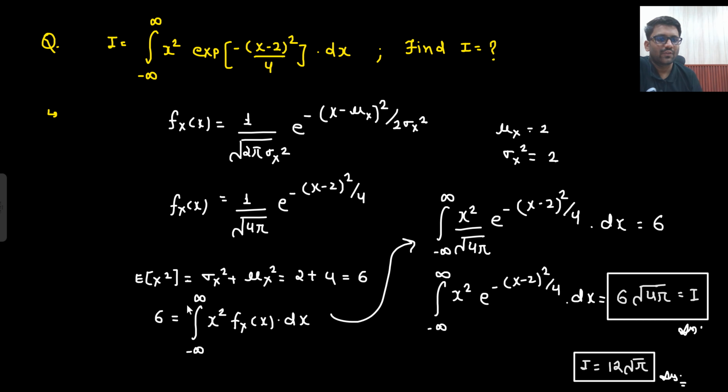Now expectation of x square is given as sigma x square plus mu x whole square. Sigma x square I already know, mu x whole square I already know. So expectation of x square should come out to be equal to 6, and 6 is equal to the integral from minus infinity to infinity of x square fx of x dx. So this particular integration I needed to calculate, and from here I got my answer. Well and good. Very simple. You just need to think that if I don't know the integration, then some trick I need to play, and that trick I have played here.